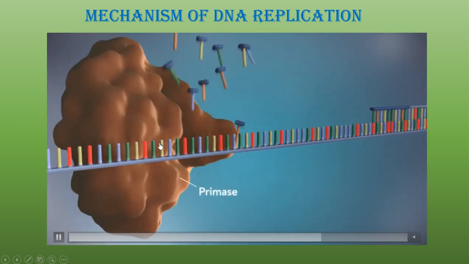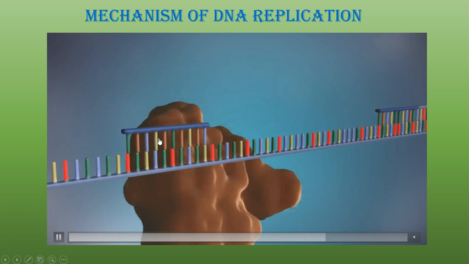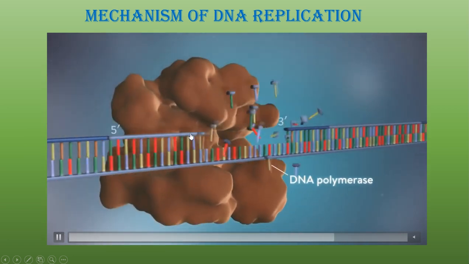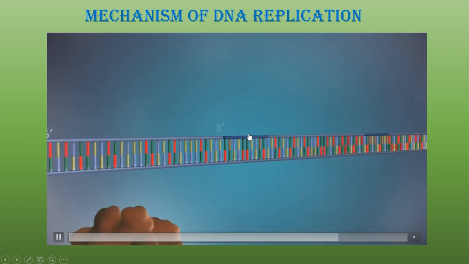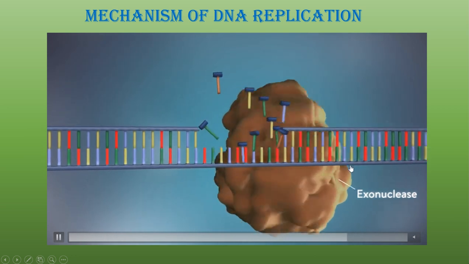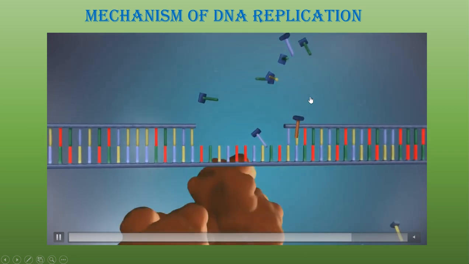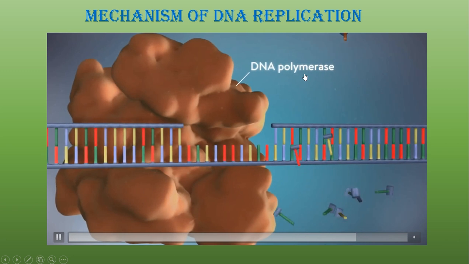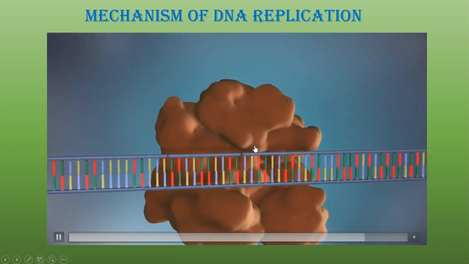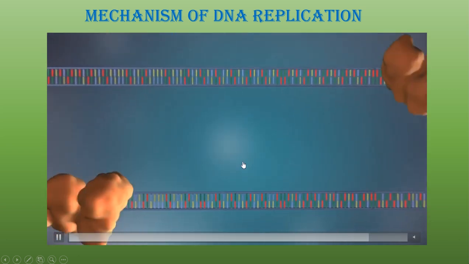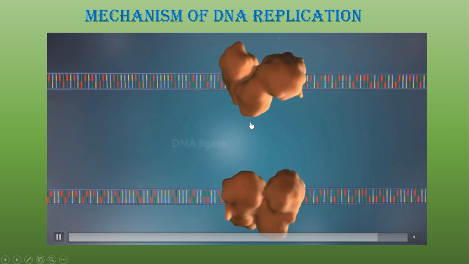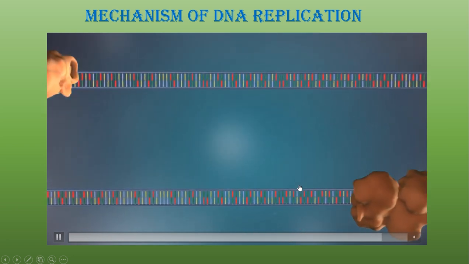And once again, the primase forms the RNA bases and the primer is there, and the RNA primer is followed by DNA polymerase enzyme adding nucleotides in the 5 prime to 3 prime direction. And another DNA polymerase fills in, and the exonuclease removes all the primers. This exonuclease removes all the primers, and DNA polymerase fills the gap by adding nucleotides. Finally, the enzyme DNA ligase seals the fragments and forms a continuous double strand.